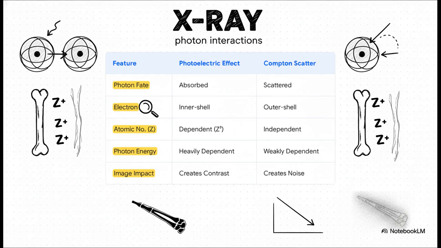Now for the big one. Does it depend on the atomic number Z? For the photoelectric effect? Oh yeah, big time. It's proportional to Z to the third power. That is a massive dependence. It's why bone with a higher Z absorbs so many photons. Compton scatter? Doesn't care about Z at all. It happens just about equally in bone and in soft tissue. And photon energy? Photoelectric hates high energy. Its probability plummets. Compton also decreases with energy, but way, way more slowly. And all of this leads to the bottom line, the impact on the image. Photoelectric effect creates contrast. Compton scatter creates noise and fog.